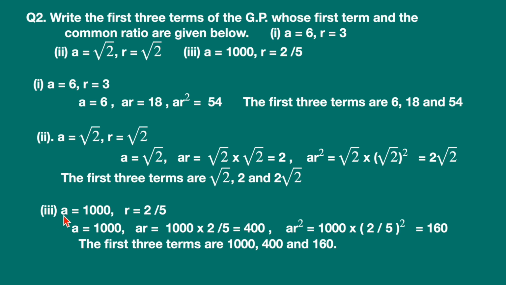Okay, third sum, A is equal to 1000, R is equal to 2 upon 5. So let's write down A is equal to 1000. Then that is the first term. Second term is AR. 1000 into 2 upon 5 is 2000 upon 5, that is equal to 400. AR square is 1000 into 2 upon 5 the whole square. That means 1000 into 4 upon 25. Simplify, you will get 160. So the first three terms are 1000, 400 and 160.